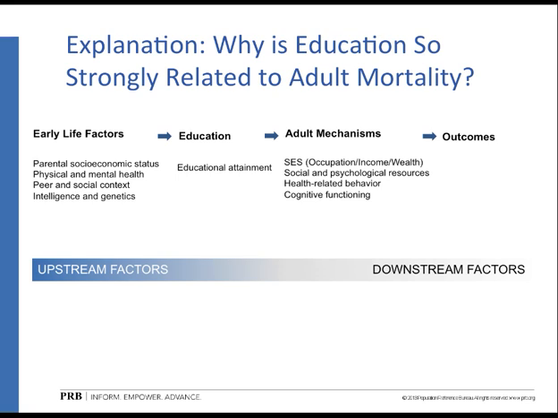Other studies have focused on the challenging task of identifying adult mechanisms that link educational attainment with adult mortality, often grouping them into 4 categories, as we've done here in this diagram. The first is socioeconomic factors, including occupation, income, and wealth.